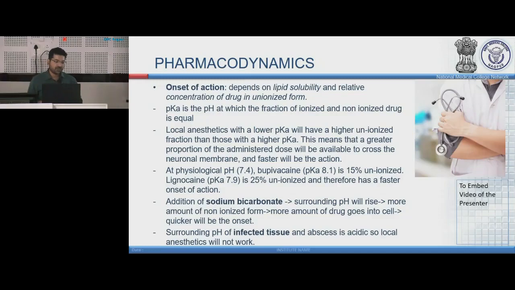Addition of soda bicarb causes surrounding pH to rise. This will generate more non-ionized form, and the more drug that goes into the cell, the quicker will be the onset of action. In case of infection, the surrounding pH in infected tissue and abscess is acidic. So local anesthetic will not work because most of the local anesthetic will be in ionized form.